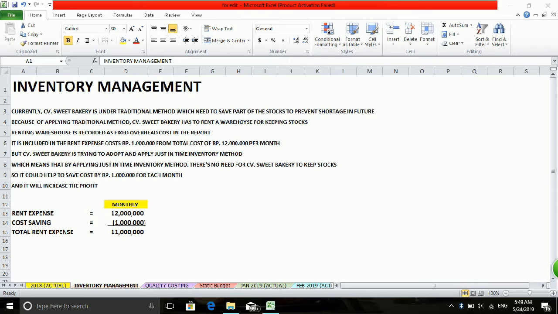But CP Sweet Bakery is trying to adopt and apply just-in-time inventory method in future, which means that by applying just-in-time inventory method, there's no need for CP Sweet Bakery to keep stocks, so it could help to save cost by 1 million for each month, and it will increase the profit. As we could see, the rent expense is 12 million, the cost saving is 1 million, and the total rent expense will be 11 million.